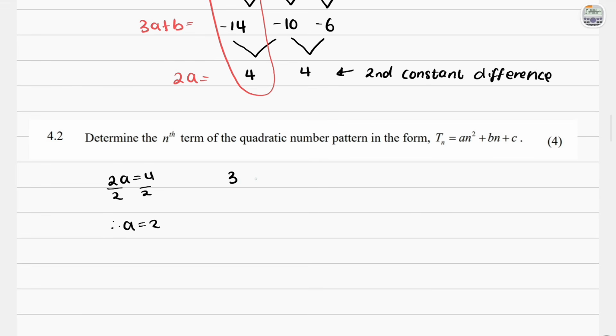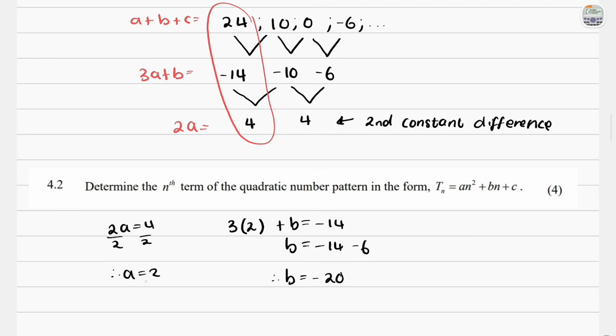And 3a plus b equals negative 14, but we know a is 2, so 3 times 2 plus b equals negative 14. This gives us 6, but when you transpose it, it's negative. Therefore, b equals negative 20.